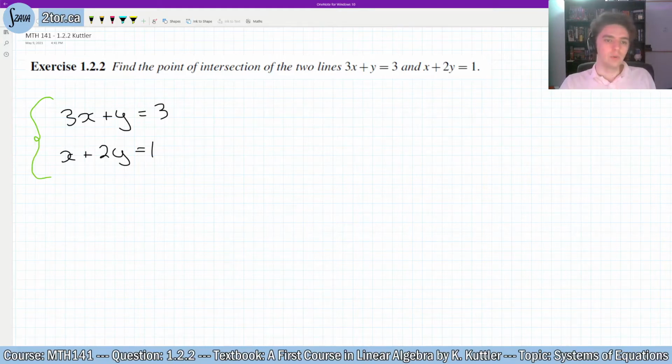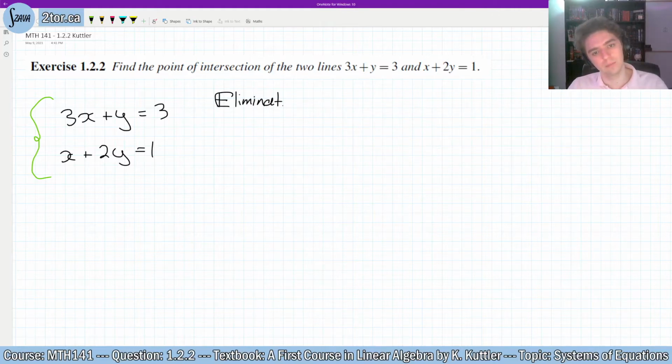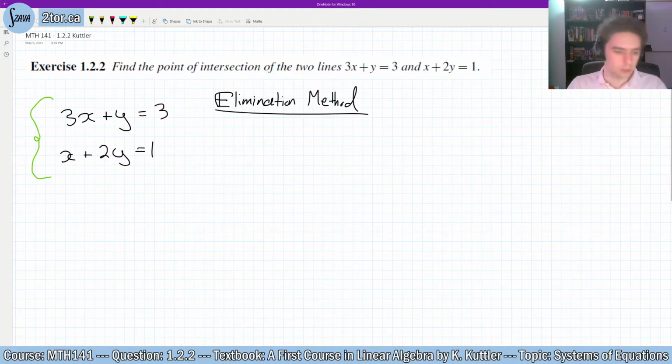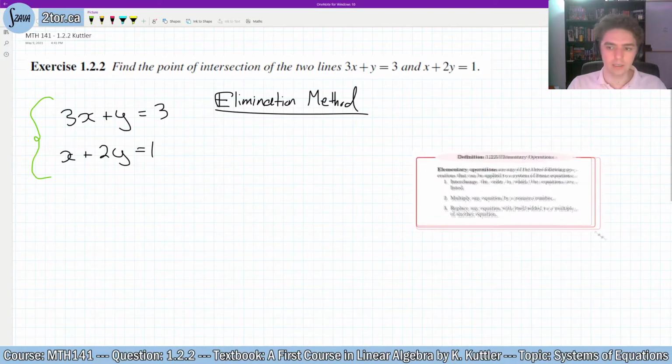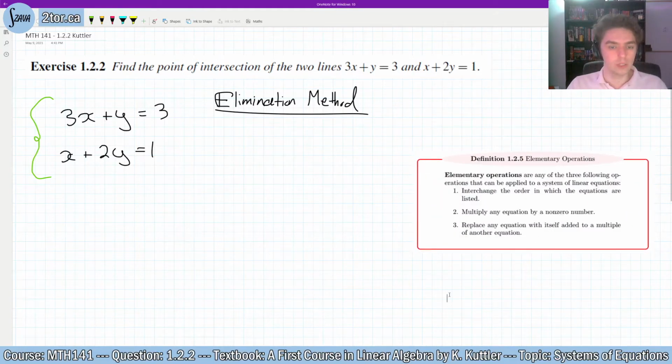Okay, so we want to find the point of intersection of these two lines of this system. There's a method that we have to solve this, which is called the elimination method. The elimination method lets us use the elementary operations on the system, which notably don't change the solution set to the system. It lets us change how the equations are written in a way that, very importantly, does not change the solution set to the whole system.